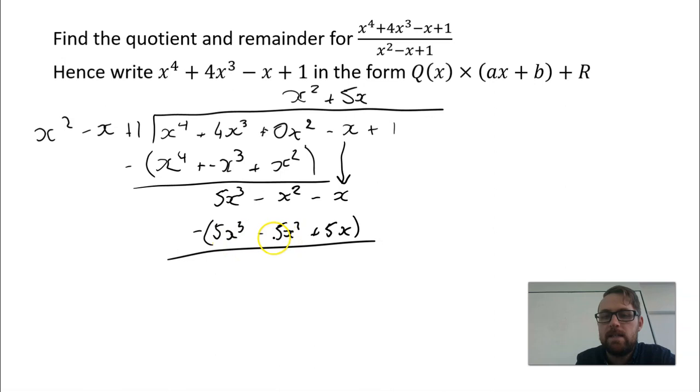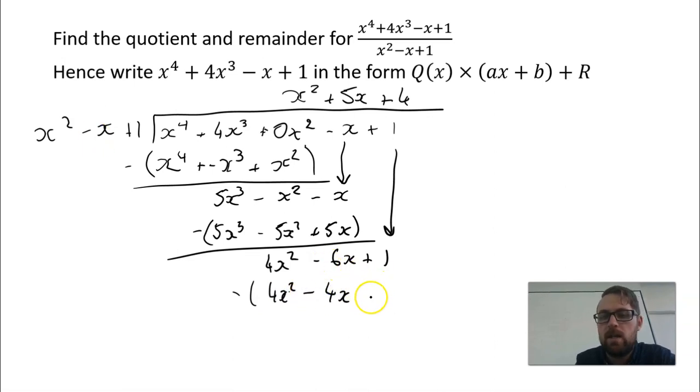Negative x squared, plus, because 2 negatives, 5x squared is going to be 4x squared. And then negative x, take 5x, is take 6x. Again, like we've been doing, bring that down, getting it plus 1. And we look, how many x squareds go into 4x squared? There's going to be 4 lots of that. 4 multiplied by this, subtract 4x squared. 4 times negative x is take 4x. 4 times 1 is 4. And again, subtract this out, we get 0.